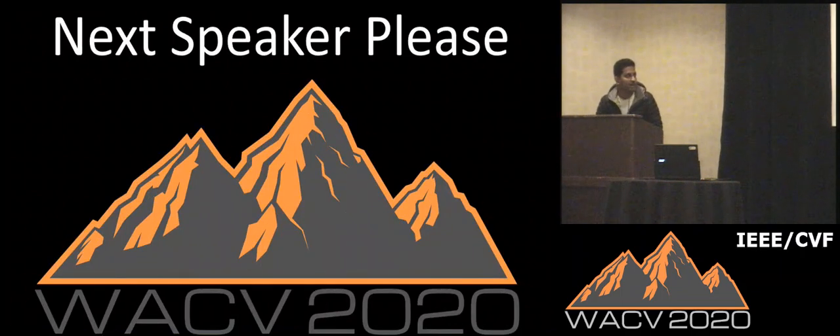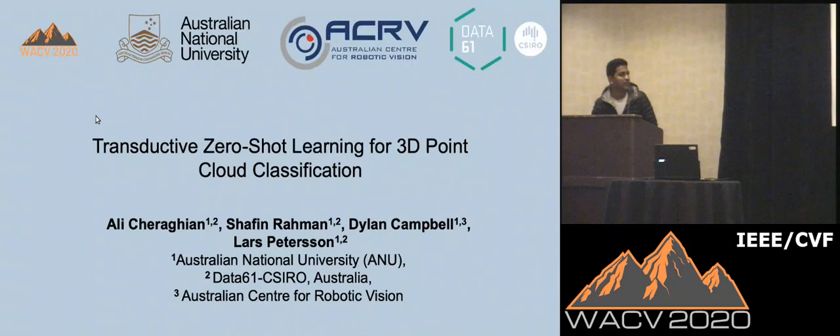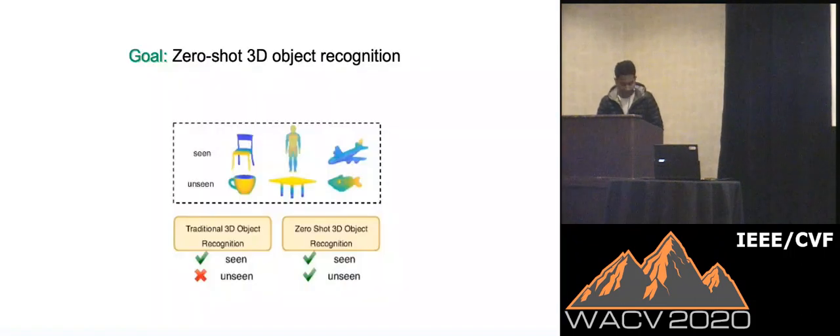Hello everyone, I'm Samir, and today I'll be presenting on behalf of my colleague Ali, who was unable to attend. And the title of the paper is Transductive Zero-Shot Learning for 3D Point Cloud Classification. So the goal of the paper is zero-shot 3D object recognition.